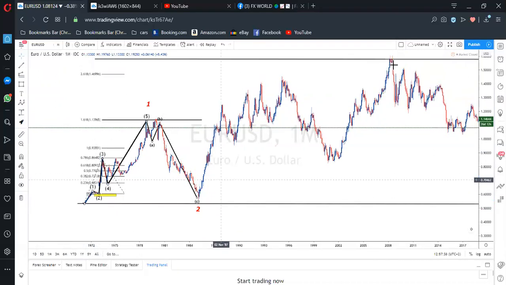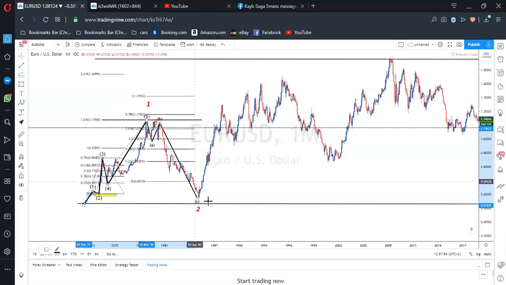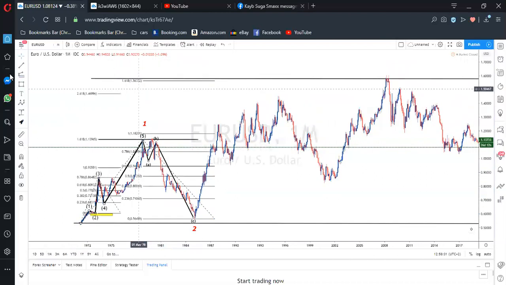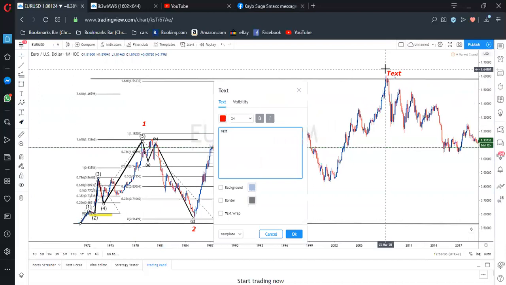So in this case, we'd measure. We're looking for our 3. You remember how we measure the 3? Bottom point of wave 1 all the way to the top point of wave 1, and then the bottom point of wave 2. We look for 1.6 to 1.8 as our 3. So in this case, we'd have here as our 3.